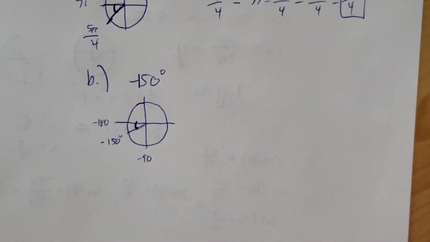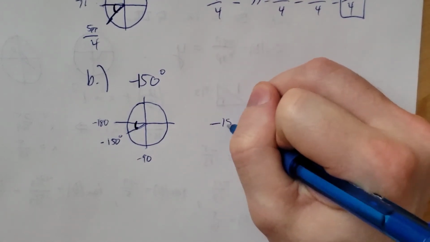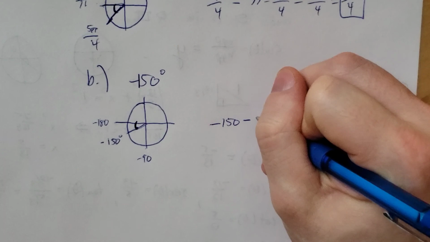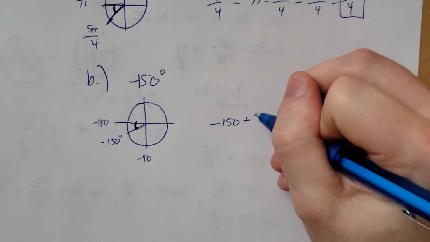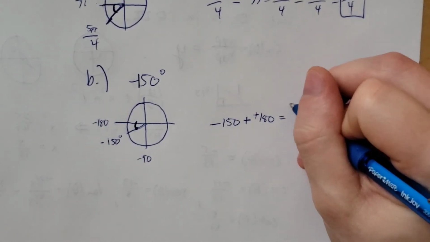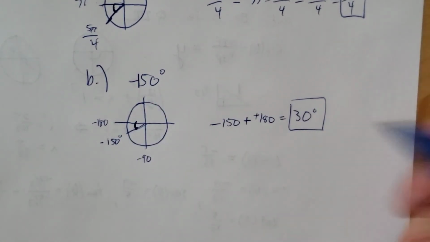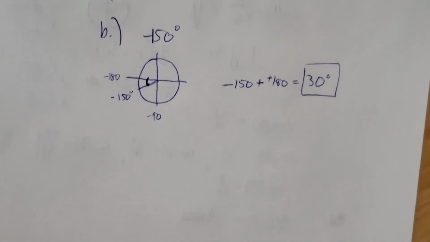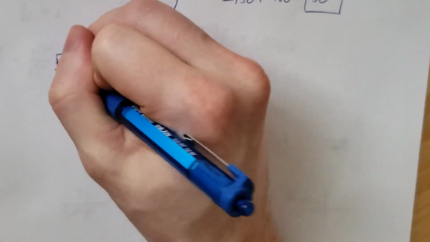And what is the distance between those? Well, we take our angle, negative 150, and we subtract off the negative 180, which is really an addition now, and this gives us 30 degrees. And so it's 30 degrees between negative 150 and negative 180. Now, let's see how that can be useful. So we'll see that in example 3.